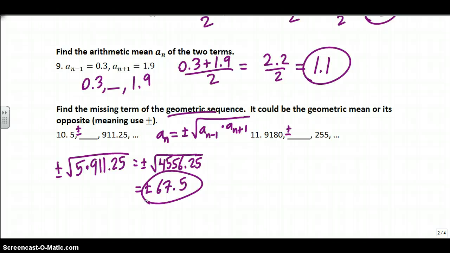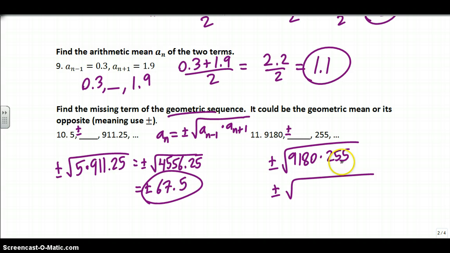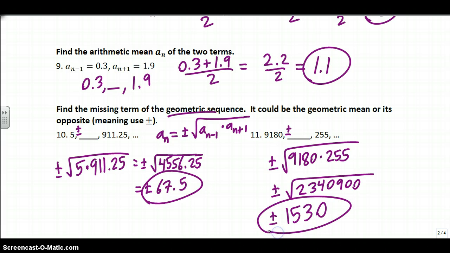Okay. 11, same way. Geometric mean, so it has to be multiplied and then take the square root. So you go ahead and punch that in your calculator, 9180 times 255, and you get, big number, 2,340,900. That's okay, that's what calculators are for. Let's take the square root of it, hopefully it comes out nice, and it does. 1,530. Just make sure you have the plus or minus, okay?